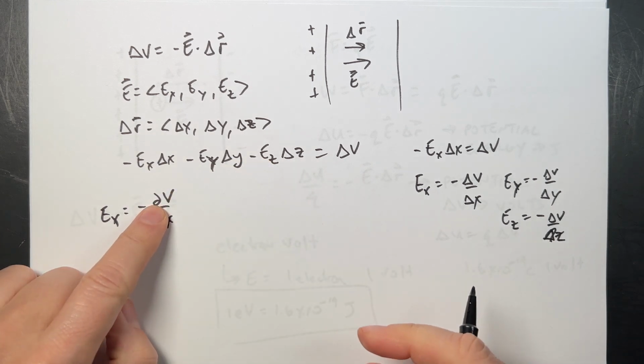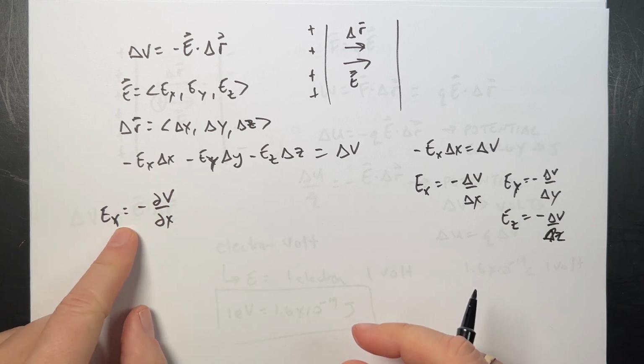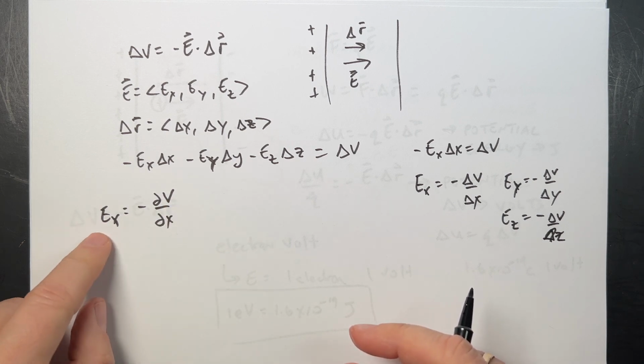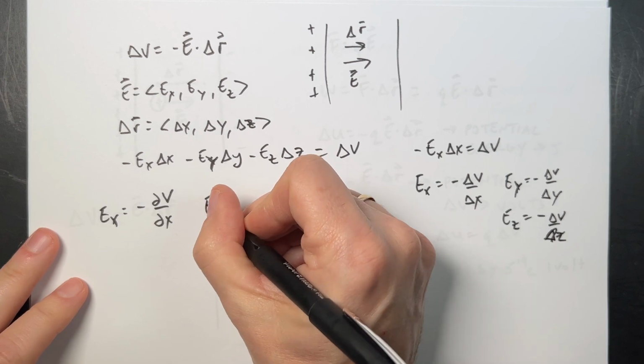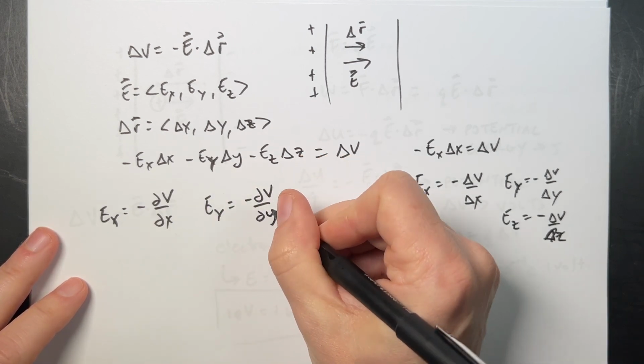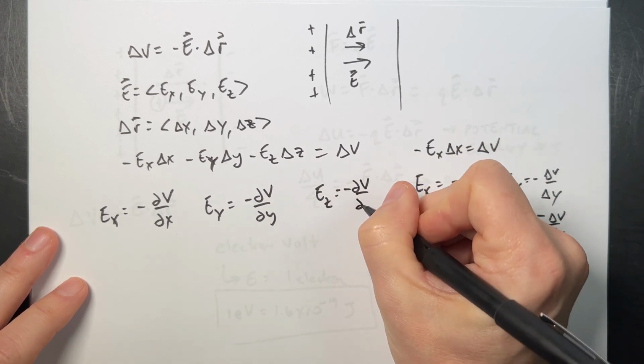So the partial of V with respect to x: hold all the other variables constant and just see how the potential changes in the x direction, and that can give me Ex. Ey is going to be negative the partial of V with respect to y, and then Ez is negative the partial of V with respect to z.